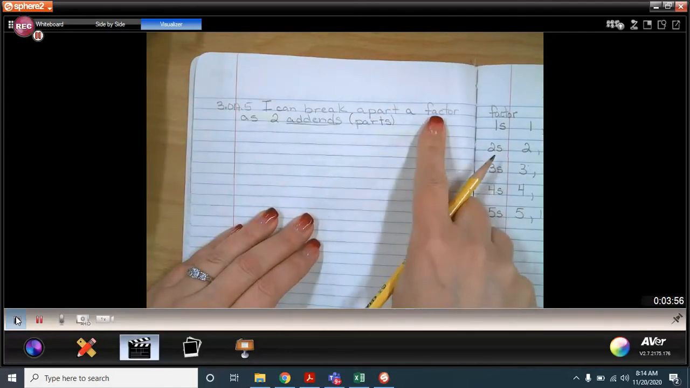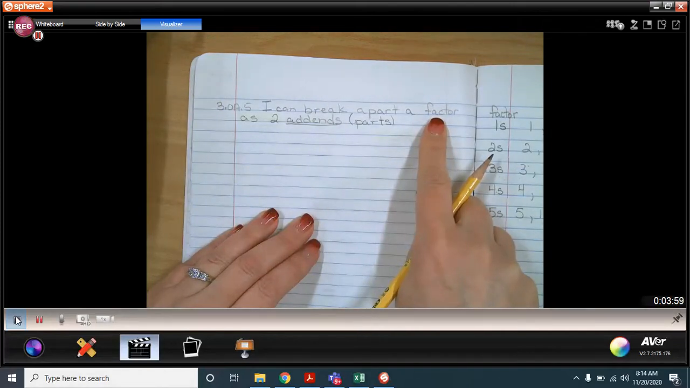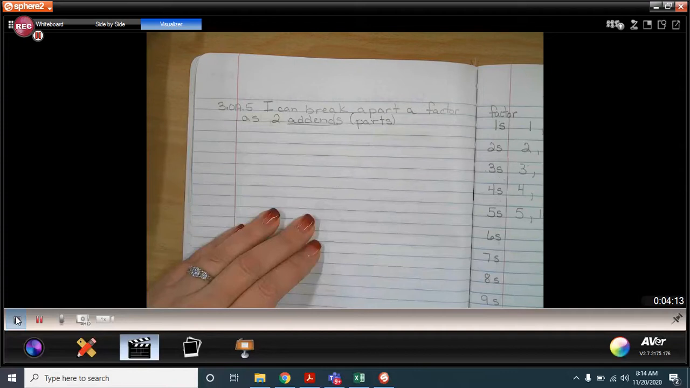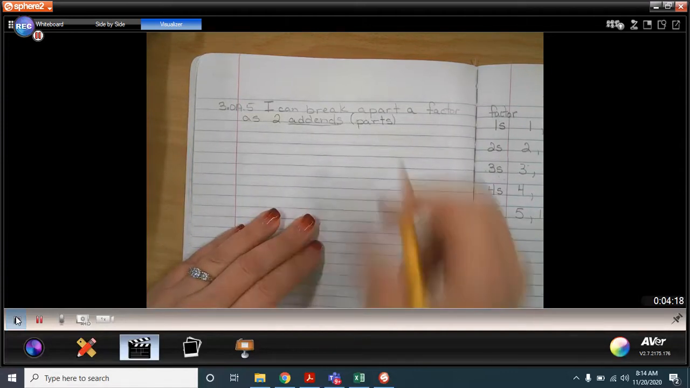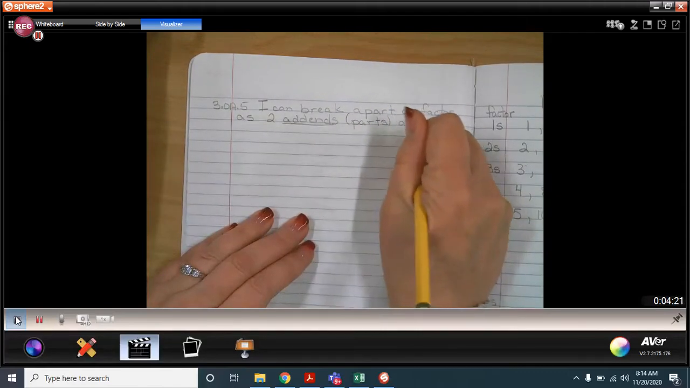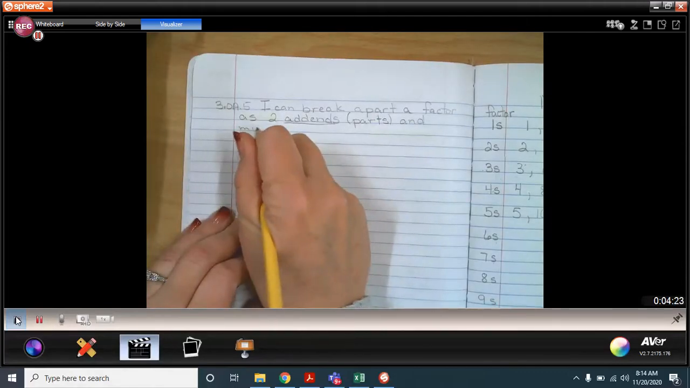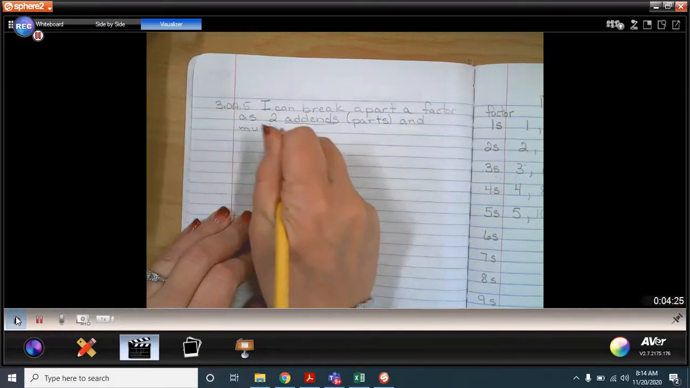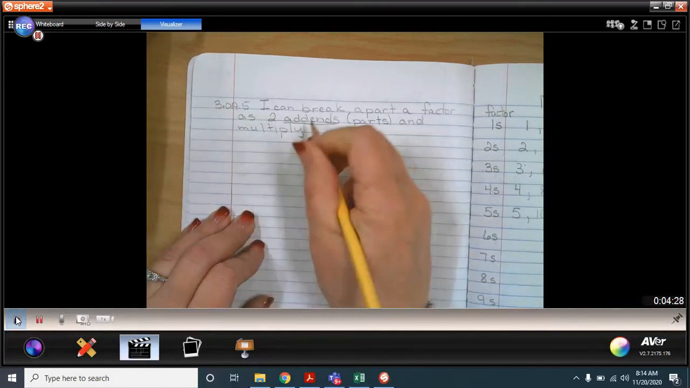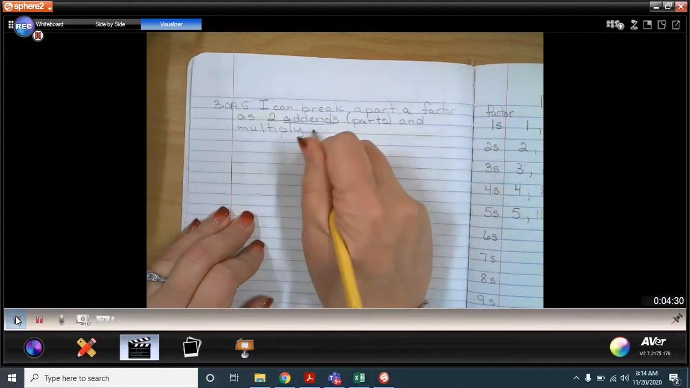When we take apart the first factor, we're taking apart the factor as 2 addends, and those would be our rows. If we take apart the second factor as 2 addends, then those would be the number in each row. It depends on which factor you want to take apart, but we're only taking apart one of them. And we can also multiply each part by the other factor.